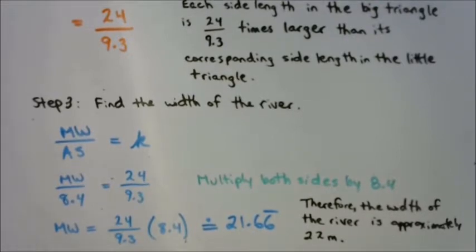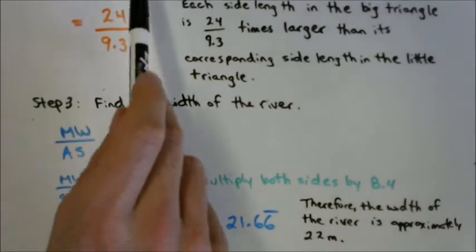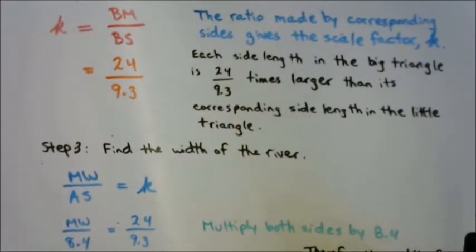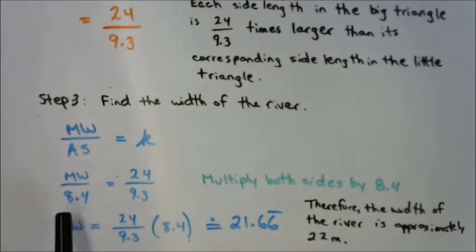Now we took a lot of notes in between our steps there, which made it seem really long and annoying, but really all we did is step 1, we proved that the triangles were similar using the properties of similar triangles and the information that was given in the diagram. Step 2, find the scale factor, which was really just a quick math calculation up here. And then step 3, use the scale factor to find the width of the river MW, the unknown side.